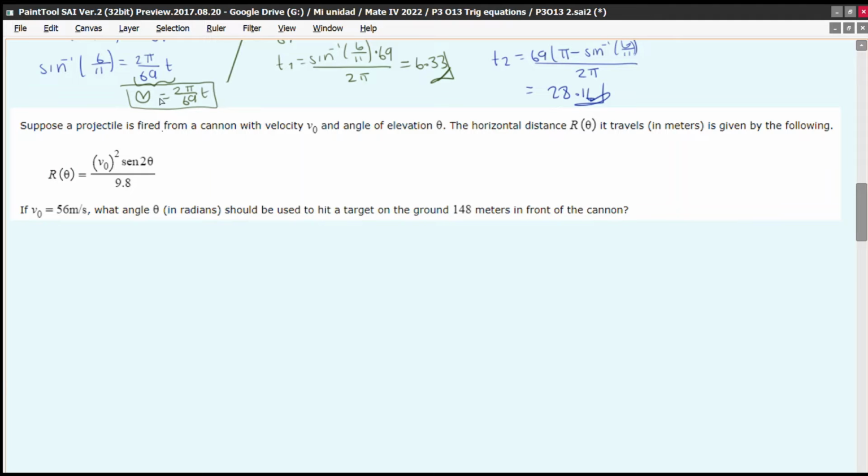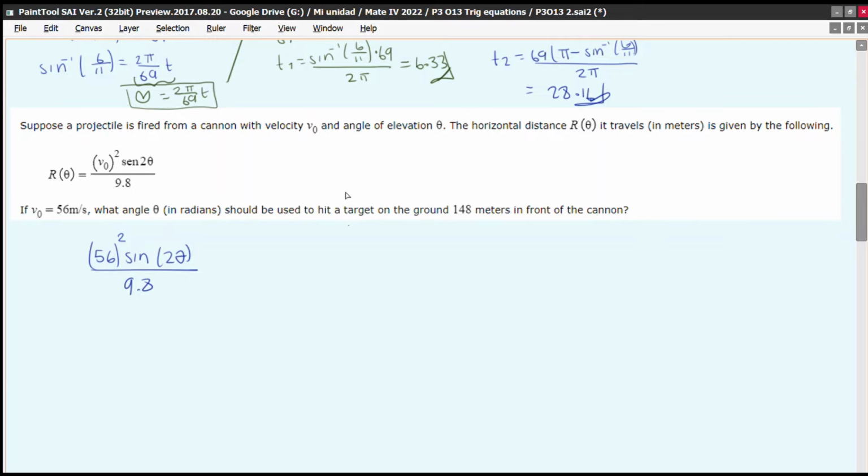Suppose a projectile is fired from a cannon with a velocity v0 and an angle of theta. The horizontal distance r of theta, it travels in meters, is given by the following. So this is an expression, and I'm being asked that if v is this thing, what angle should be used to hit a target on the ground of 148 meters. So I have to substitute the info that is given to me. V0, it says that is 56. So I have to substitute the value of V0 there. So this is 56 squared times sine of 2 theta over 9.8.